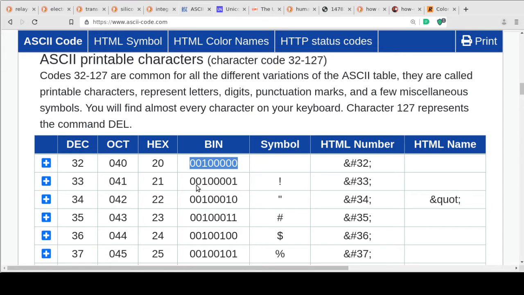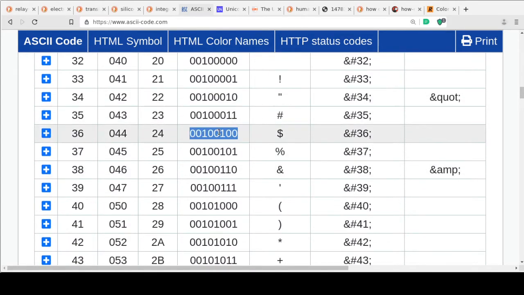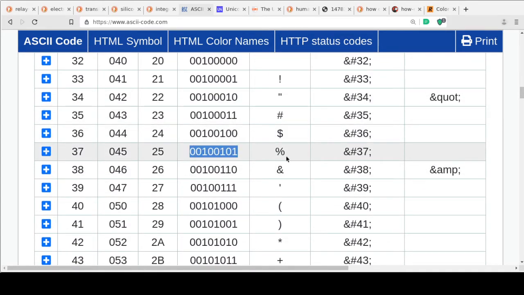That's a lot better. So 0, 0, 1, 0, 0, 0, 0, 0. That's a space. The 0, 0, 1, 0, 0, 0, 0, 1, that's an exclamation mark. There it is. And then the next one is a quote. Then the next one is the pound sign or the number sign. Then the dollar sign. Then the percent sign, and so on.